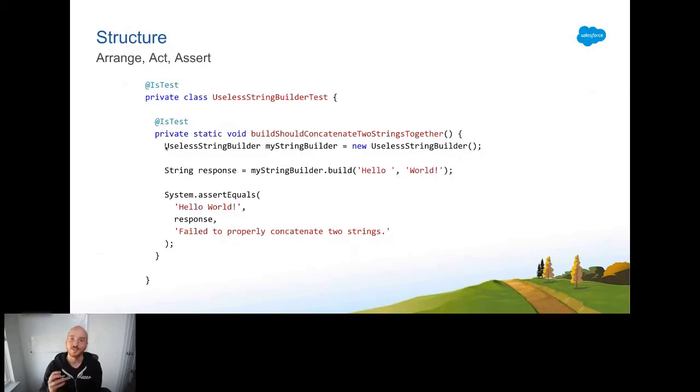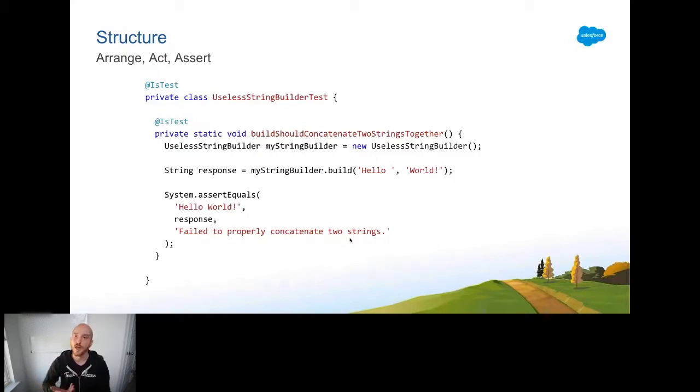Arrange means set up in memory the objects that you're going to be using for your test. Here, we're constructing a new useless string builder called myStringBuilder. Act means make the method call that you're trying to test. So here, I'm calling the build method with hello and world. And then finally, assert. So we're using that System.assertEquals notation to assert that hello world is the value that's currently stored in response. And if this fails, then we'll say we failed to properly concatenate two strings.